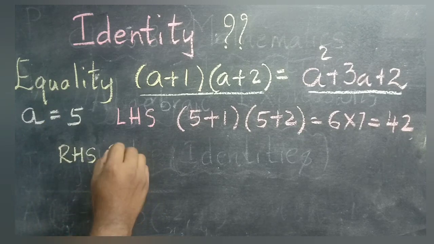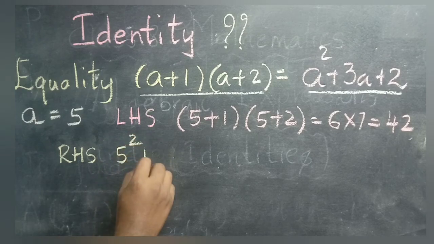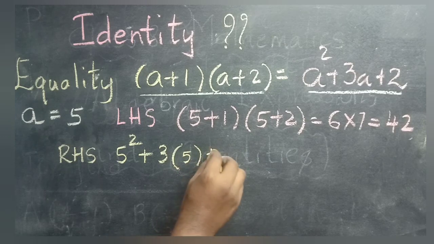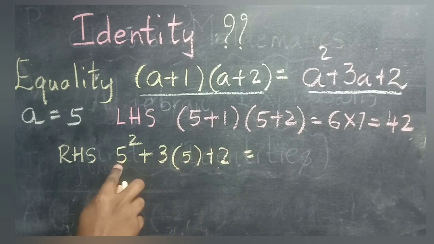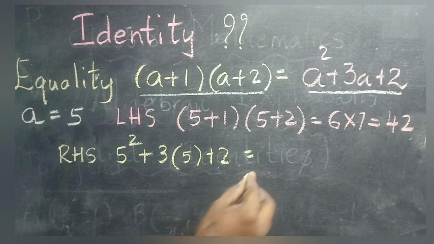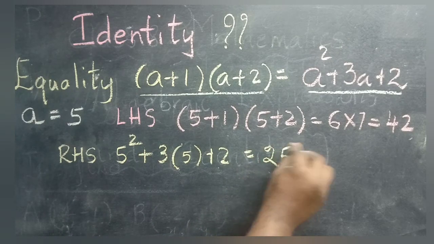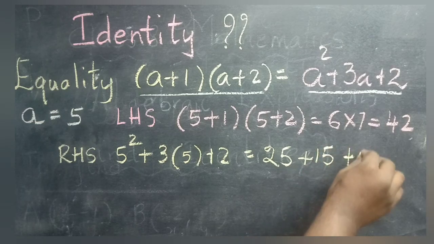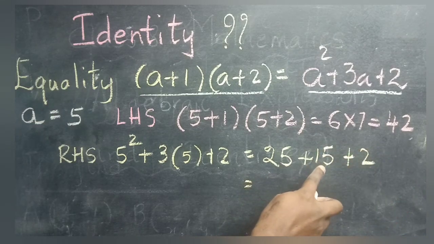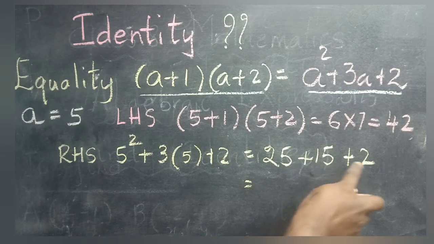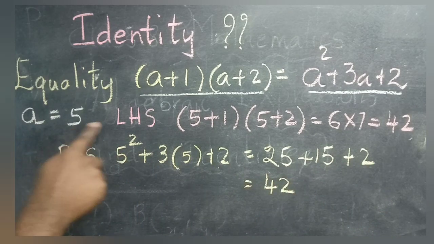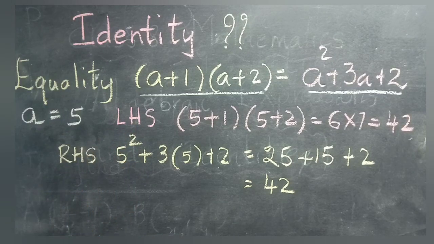Now we get a square, that is 5 square, plus 3 times a, that is 3 times 5, plus 2. Now what is 5 square? 5 into 5 is 25. 3 fives are 15, plus 2. 25 plus 15 is 40. 40 plus 2 is 42. For the value a equals 5, LHS is equal to RHS.